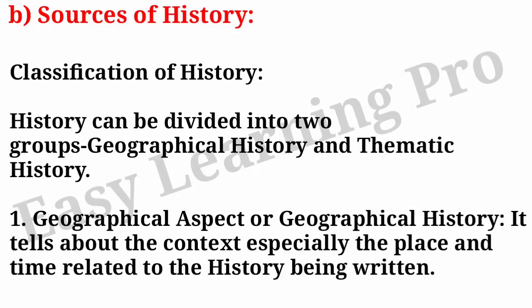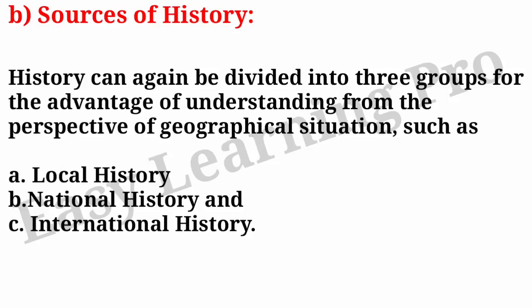Classification of history. History can be divided into two groups, geographical history and thematic history. Geographical aspect or geographical history. It tells about the context, especially the place and time related to the history being written. History can again be divided into three groups for the advantages of understanding from the perspective of geographical situation, such as A. Local history, B. National history, and C. International history.